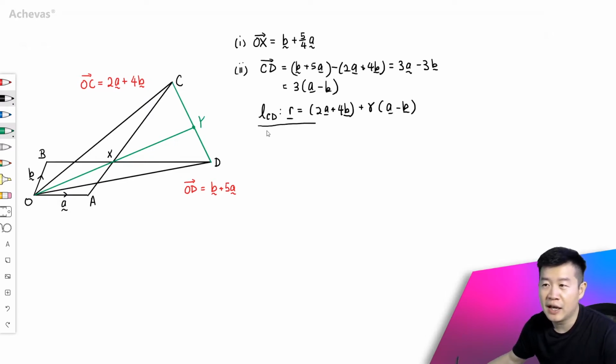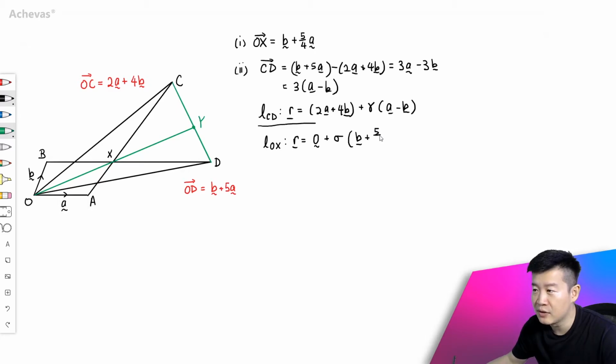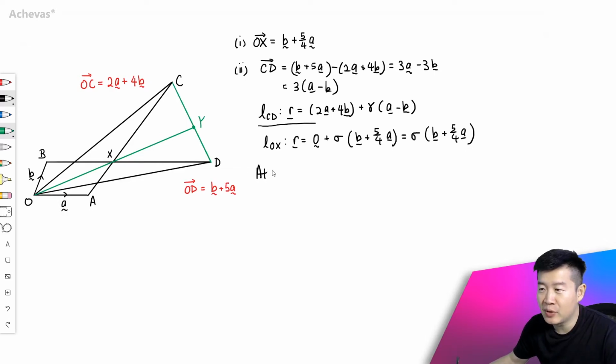So I have one equation, and I'm going to form the equation of another line that passes through OX or OY. It is the same line. Let me just call it line OX. So this will be r is equal to, it passes through the origin, the simplest possible point, then plus sigma of a direction. Let me go for OX as the direction. From the previous part, OX is B plus 5 over 4 A. So the line is going to be just sigma of B plus 5 over 4 A, which means that at the point Y, the two r's are going to match.